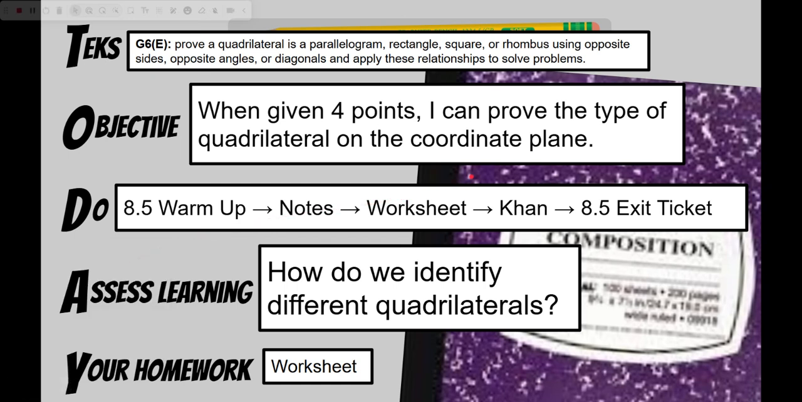So last week and next week, we were just focusing on polygons, how to identify what type they are, and how to solve a few questions about them, like their sides and their angles. So you should have already done the 8.5 warm-up. We're going to take some notes. Please pause the video and take notes along with the video. Then show me your notes.